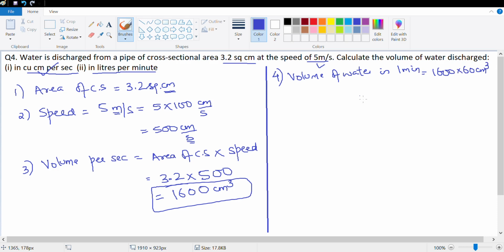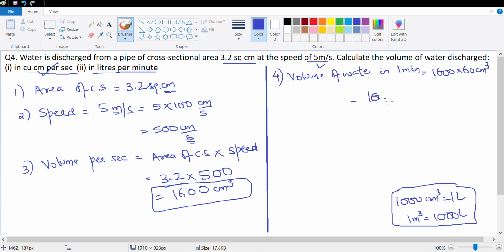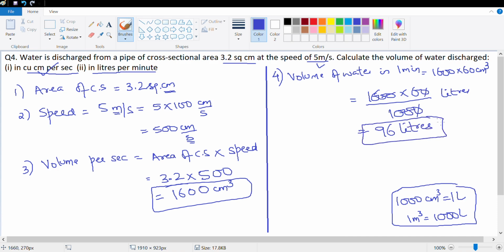And if I need to convert this into liter, I remember I told you 1000 centimeter cube is equal to 1 liter, and 1 meter cube is equal to 1000 liter. These are the two conversions that I talked about in our previous video. Anyway, so let's look at this. This is 1600 into 60 upon 1000 liters. These two zeros also get cancelled, so that's 16 into 6, that's 96 liters. Now, very simple one. That was the second part of our question.